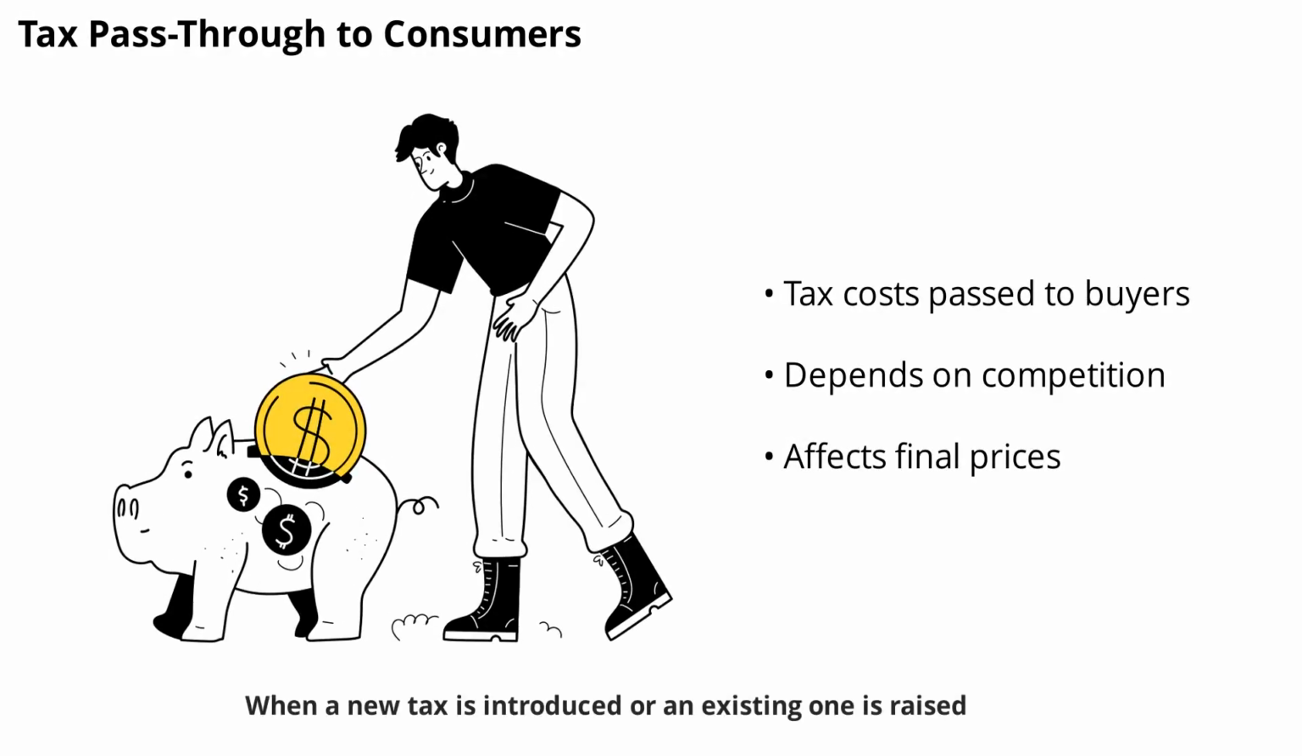When a new tax is introduced or an existing one is raised, businesses often pass these costs on to consumers in the form of higher prices. This process, known as tax pass-through, can vary depending on market conditions and competition. In highly competitive markets, businesses may absorb some of the cost, but in less competitive markets, consumers bear most of the burden. This pass-through effect is a key channel through which taxes influence PCE inflation.